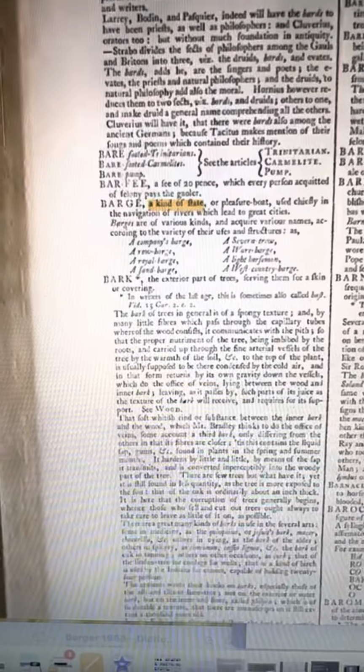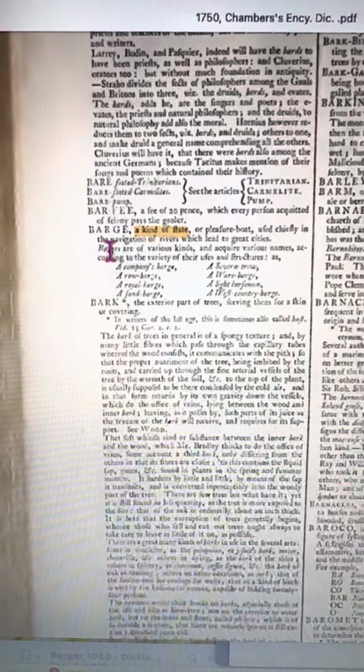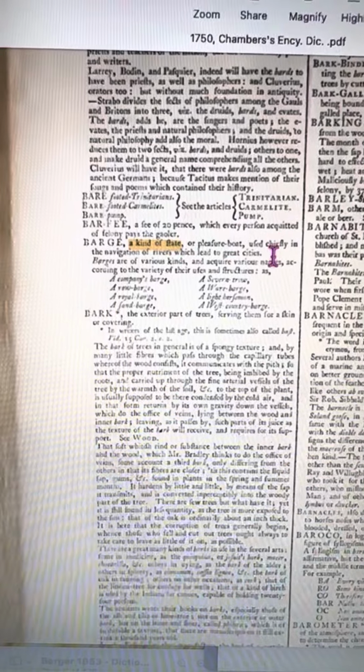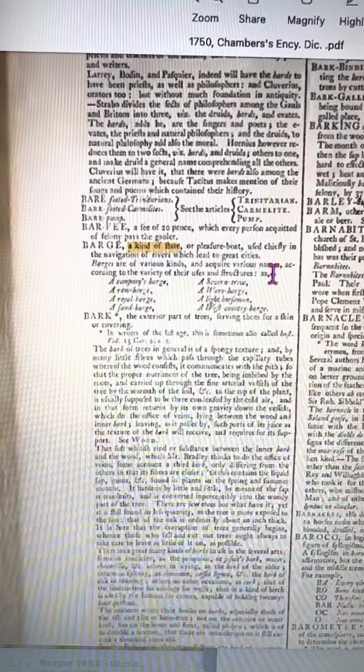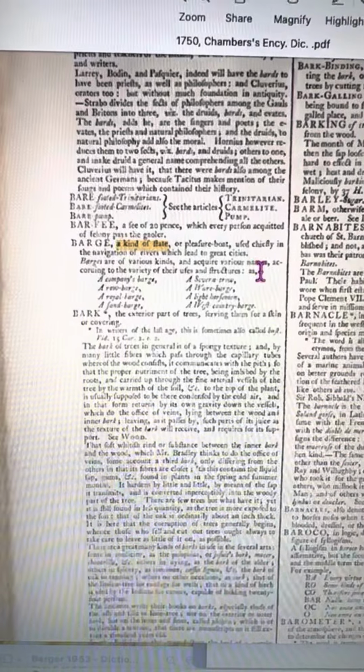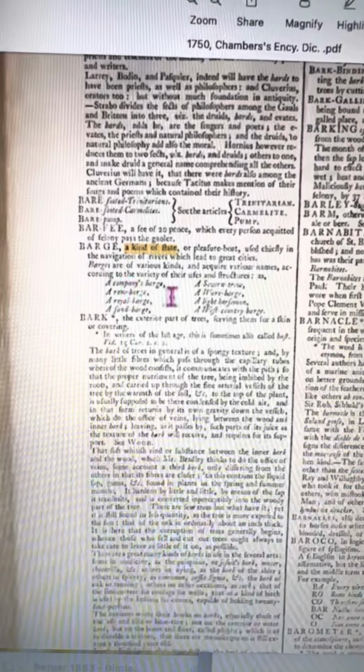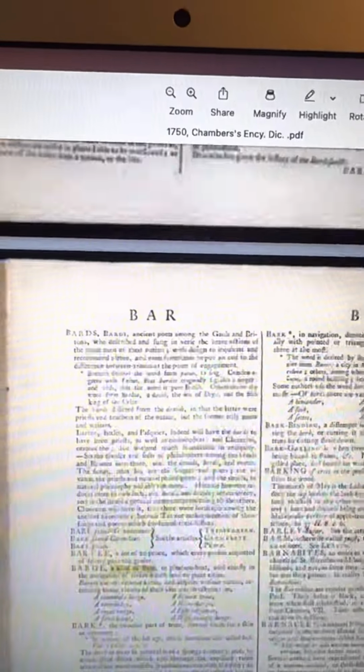So we see here barge, a kind of state. Okay, and it goes on, a pleasure boat used chiefly in the navigation of rivers which lead to great cities. Okay, and then it explains the types of barges. So I'll show you the front cover of this book.